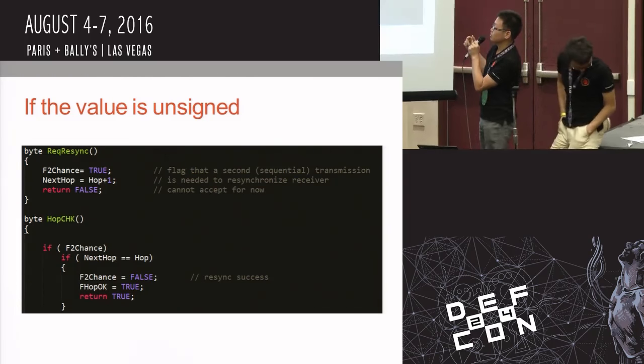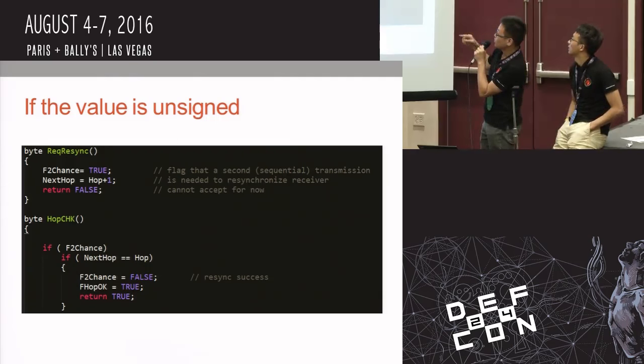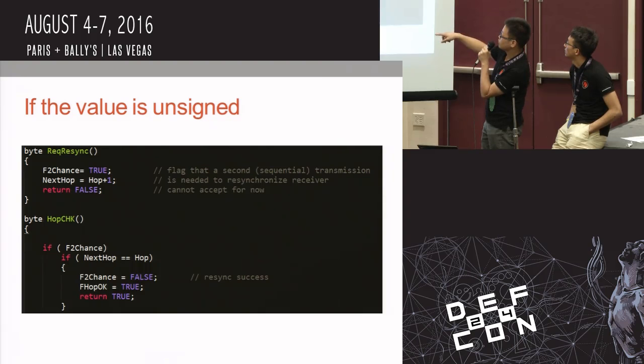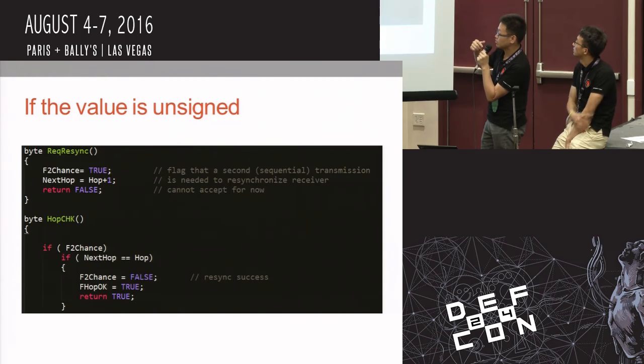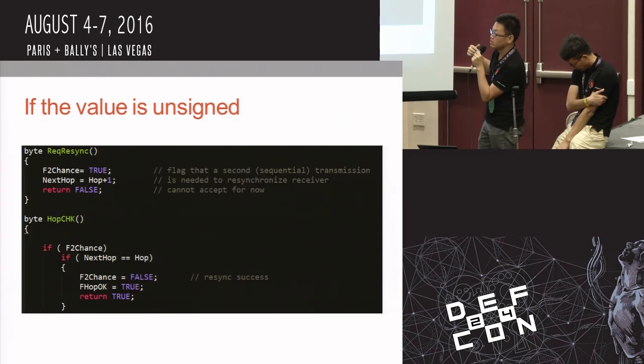Then the next signal: the program will go to hop CHK, the F2 chance is true and next hop equals hop, then the result is they will return true, so the car will respond to the signal. If the result is true, open the car, so they will respond to the second one.